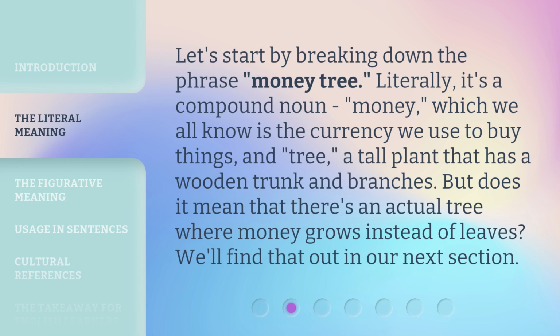Let's start by breaking down the phrase, money tree. Literally, it's a compound noun: money, which we all know is the currency we use to buy things, and tree, a tall plant that has a wooden trunk and branches. But does it mean that there's an actual tree where money grows instead of leaves? We'll find that out in our next section.